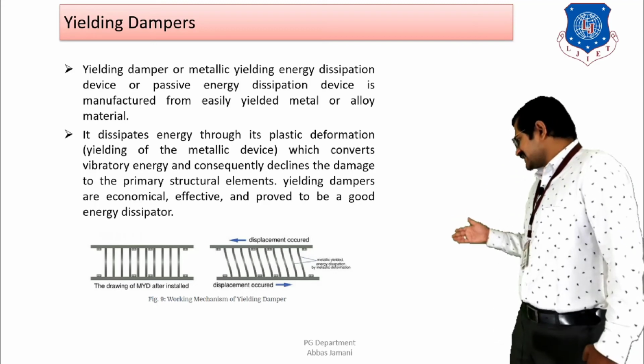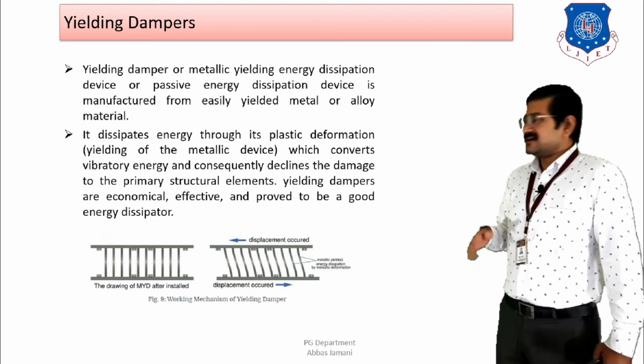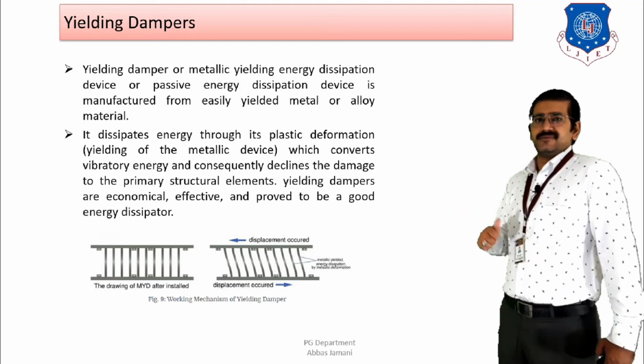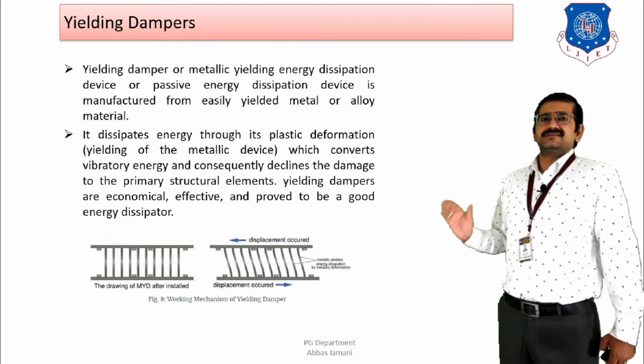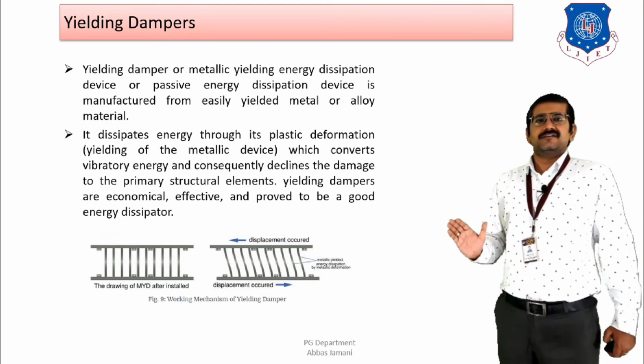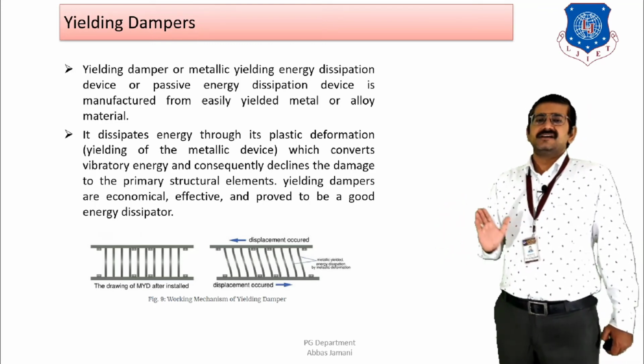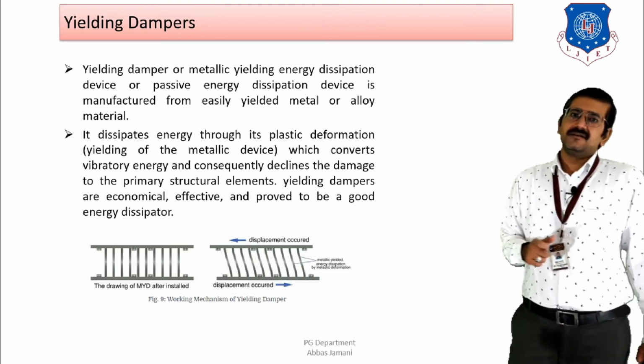So in the figure in front of you, that is the second figure, you can see the yielding of top and bottom members, as a result of which you can say that due to this yielding of members or yielding of metal, the dissipation of energy has taken place.